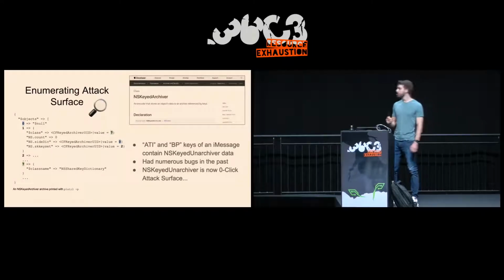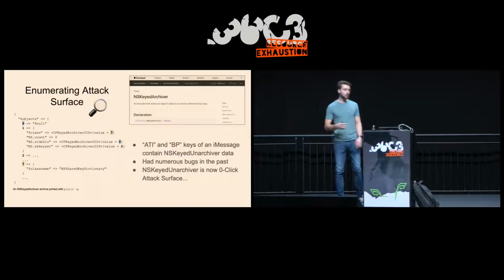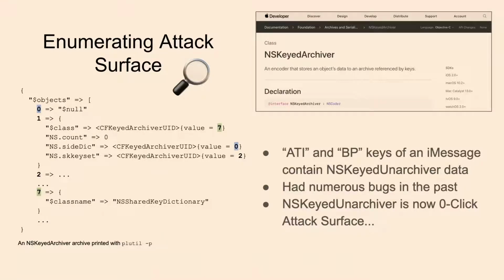So let's do some more attack surface enumeration. If you then do more reverse engineering, read the code of the handler, you find two interesting keys that can be present, which is ATI and BP. And they can contain NSKeyedUnarchiver data, which is another Apple proprietary serialization format. It's quite complex. It has had quite a few bugs in the past.